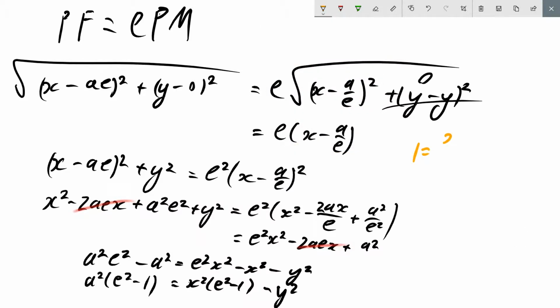We get 1 equals x squared over a squared minus y squared over b squared, where b squared is equal to a squared lots of (e squared minus 1). There's our form here, our general form for the hyperbola. So now that we have this general form, we need to find the asymptotes. So remembering the asymptotes is what this line will approach.